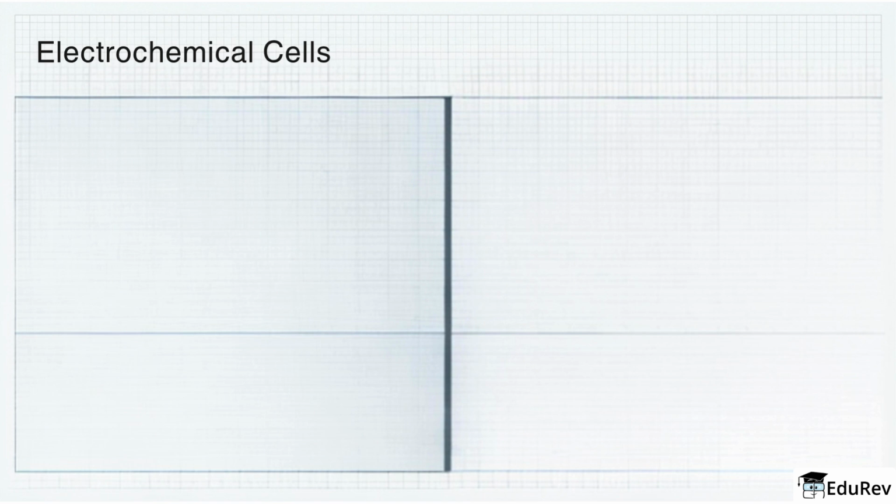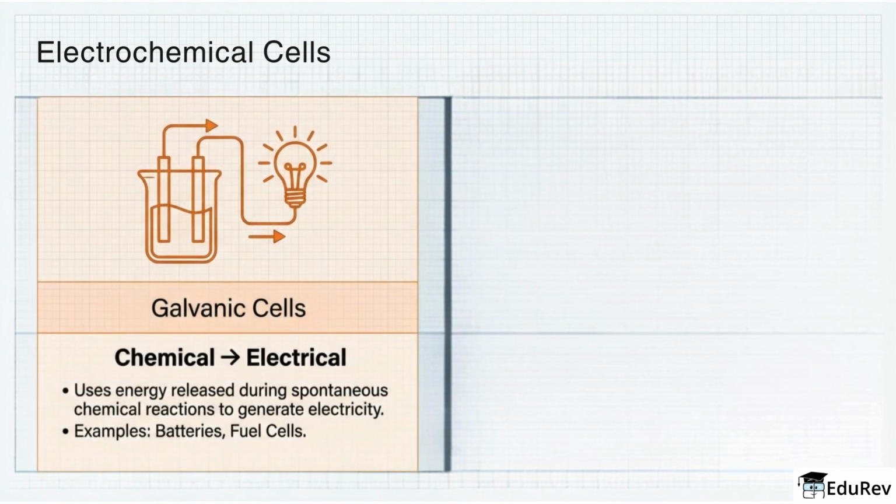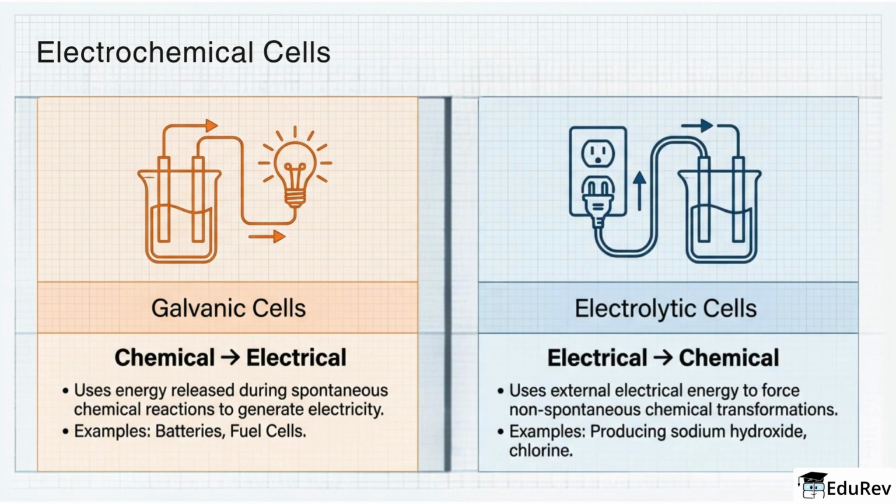There are two broad kinds of electrochemical cells. A galvanic cell converts chemical energy into electrical energy, and it does so through a spontaneous reaction. Batteries and fuel cells are the classic examples. An electrolytic cell does the opposite. It uses electrical energy to force a non-spontaneous chemical change. That is why sodium hydroxide production and chlorine production are listed here. This distinction is fundamental because the whole chapter depends on separating spontaneous from forced processes.